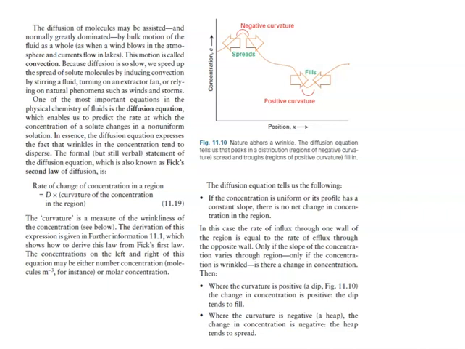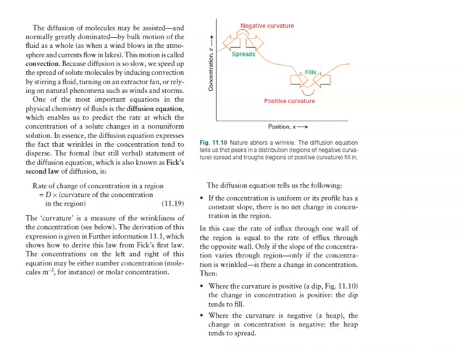The concentration on the left and right of this equation may be either the number concentration, molecules per cubic meter, for instance, or molar concentration. The diffusion equation tells us the following. If the concentration is uniform, or its profile has a constant slope, there is no net change in concentration in the region. In this case, the rate of influx through one wall of the region is equal to the rate of efflux through the opposite wall.